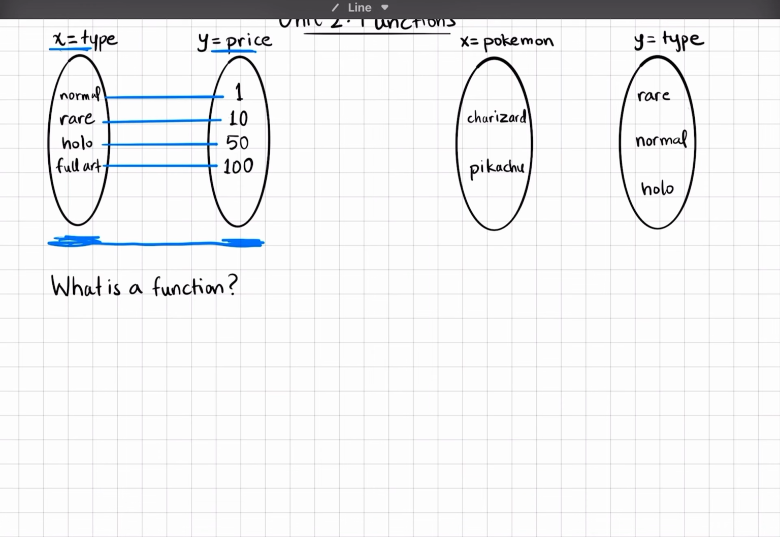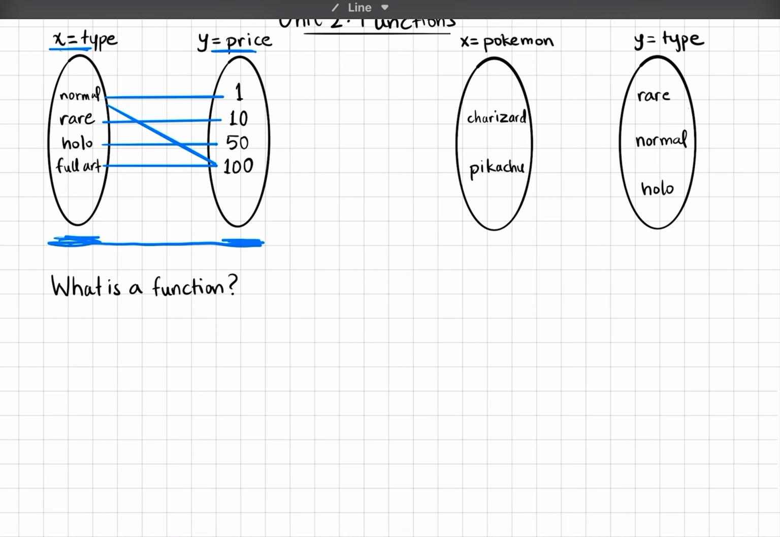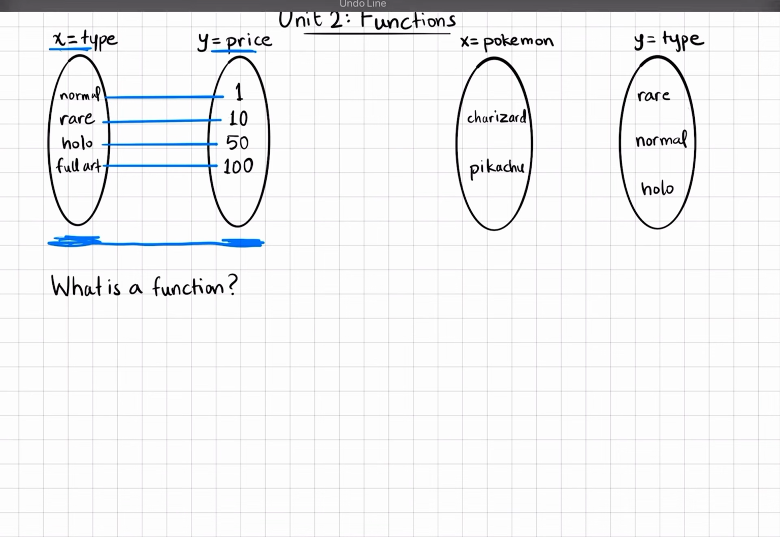Now, is it possible to have a normal card that will be $100? No, no normal card in a particular set will have a price of $100. So this match is not possible. The same is true for a full art card. You won't have a full art card that has the price of $1 either. So this type of match where every item in the first set matches only with one item in the second set is called a one-to-one match.